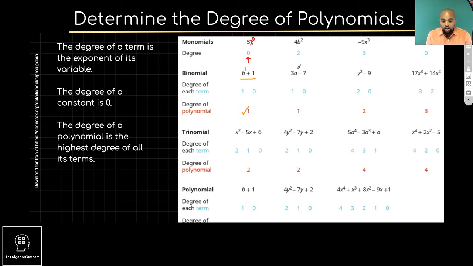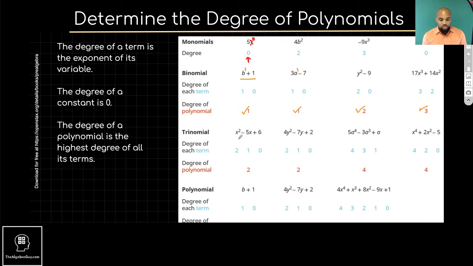The greatest exponent here on this a is a 1. So we're going to say this is a 1. The greatest exponent here is a 2. And between this 3 and a 2, the greatest is a 3. So we're not going to add those together. We're just going to take the biggest one. So we're going to say this binomial is a degree of 3. So that way we know the biggest exponent here is 3.